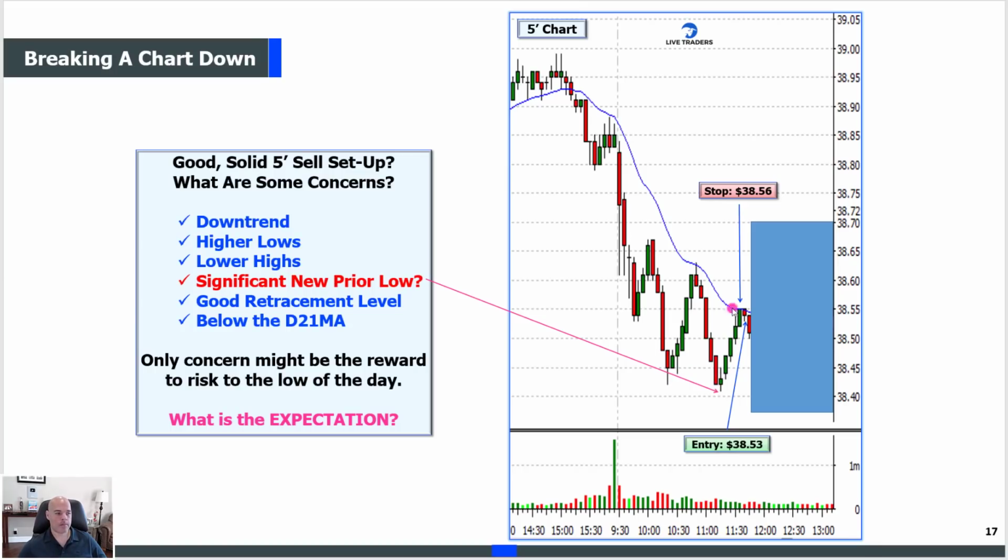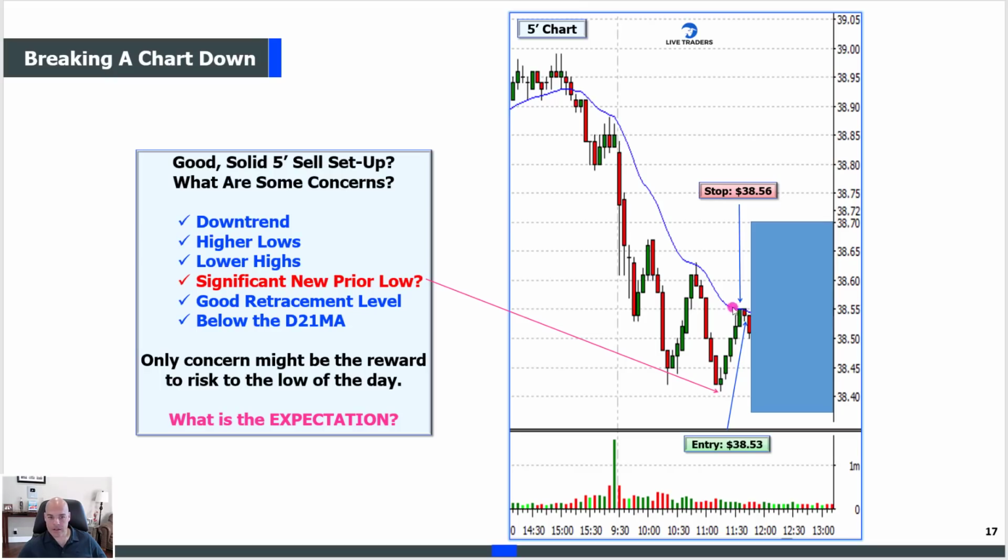Bounces back up. Now what? Okay. Downtrend. Yup, we're still putting in lower highs, lower lows on the pivots. Good retracement level. This one's borderline, right? You're looking at the top at 38.63, the bottom at 38.42. So what, 21 cents? And this is at 38.55, so you're maybe in the 60% range.